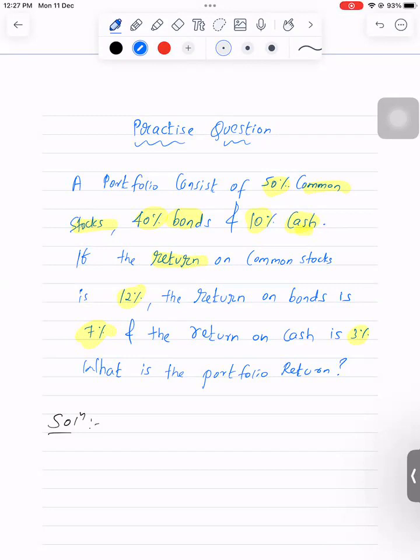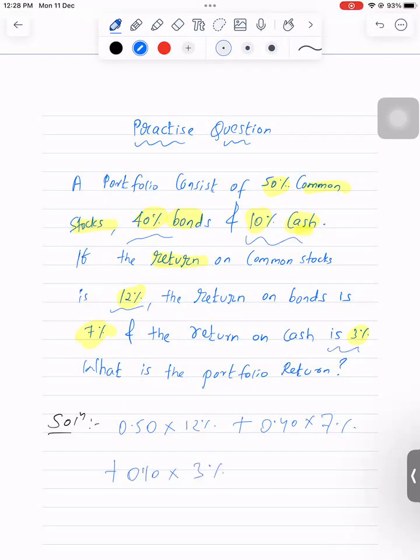So the weightage of common stock is 50%. Multiply this with the returns of common stock, which is 12. The weightage of bonds is 40. Multiply with 7%. And cash weightage is 10%. Multiply this with the return on cash, 3%.